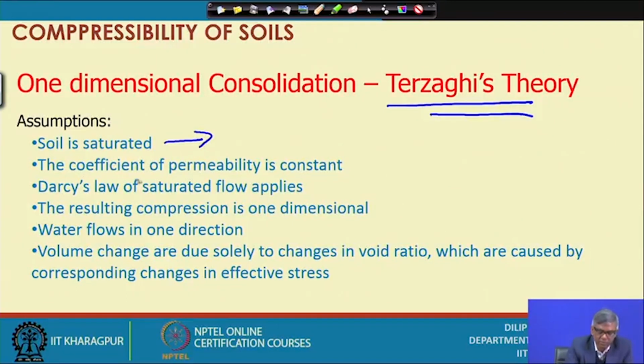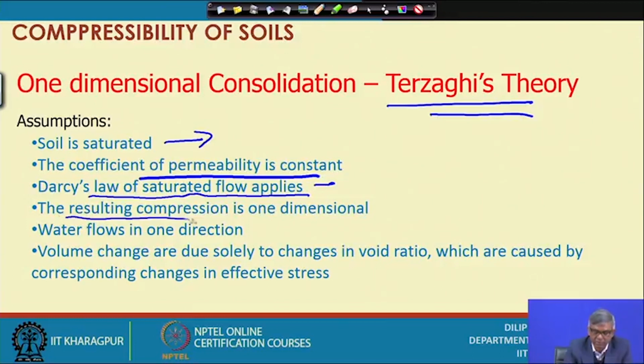The coefficient of permeability is constant. We know the coefficient of permeability can vary in different directions and at different depths, but for the development of this theory, we assume the coefficient of permeability is constant, particularly within a particular layer. Darcy's law of saturated flow applies, that is, v is proportional to i, that is also to be valid.